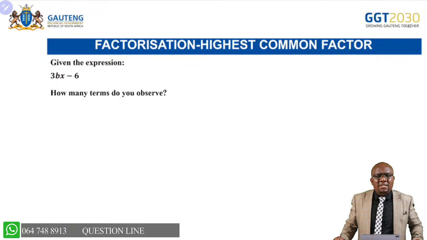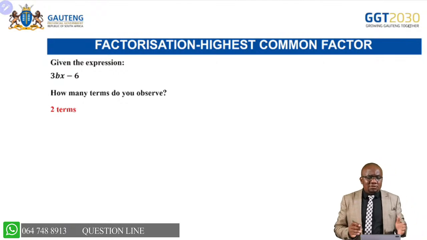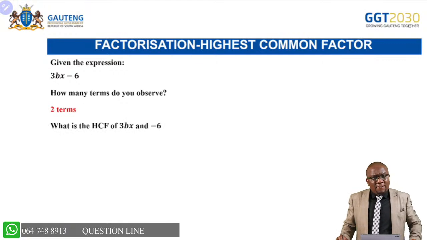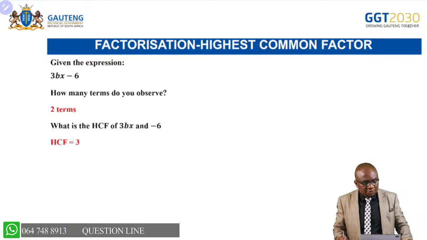3bx minus 6, how many terms do you see? It must be 2 terms. Okay, these are 2 terms. And then do we have any highest common factor between these 2 terms? 3bx and negative 6. Do we have any highest common factor? Yes, we have. What is it? The highest common factor is 3.